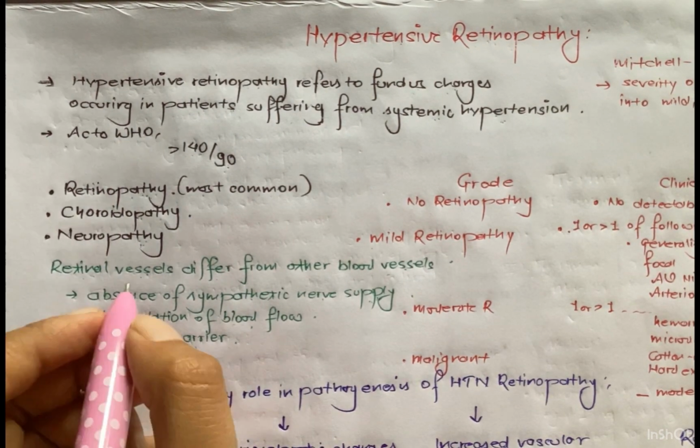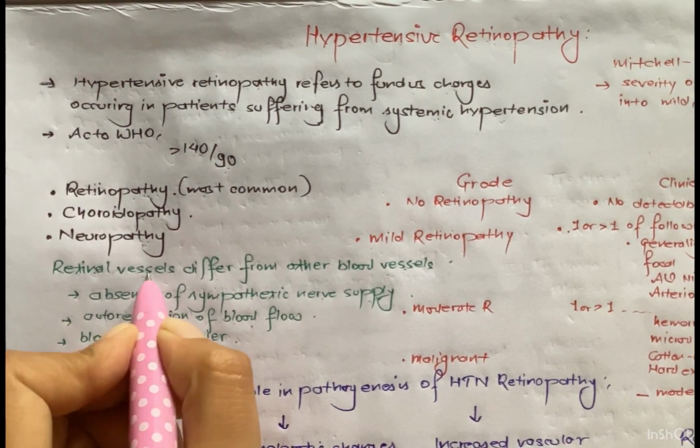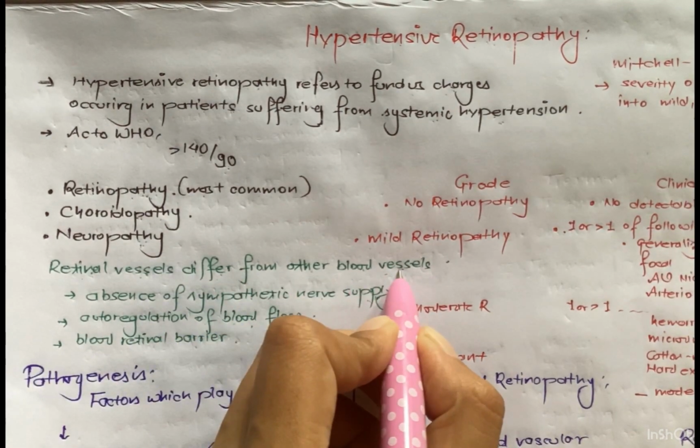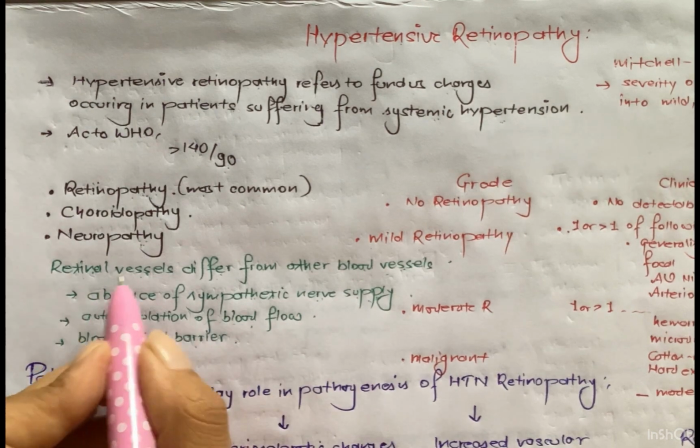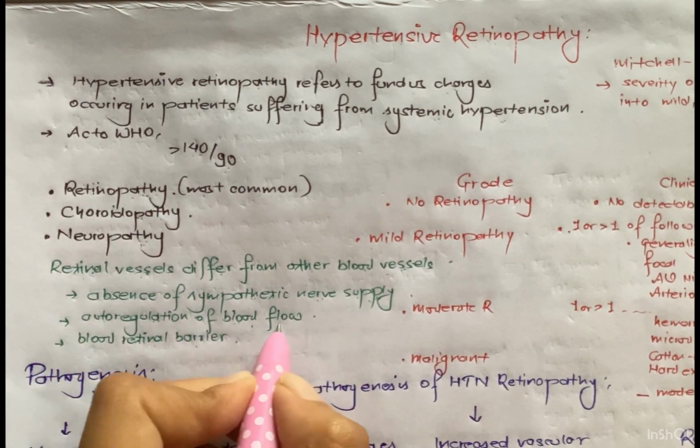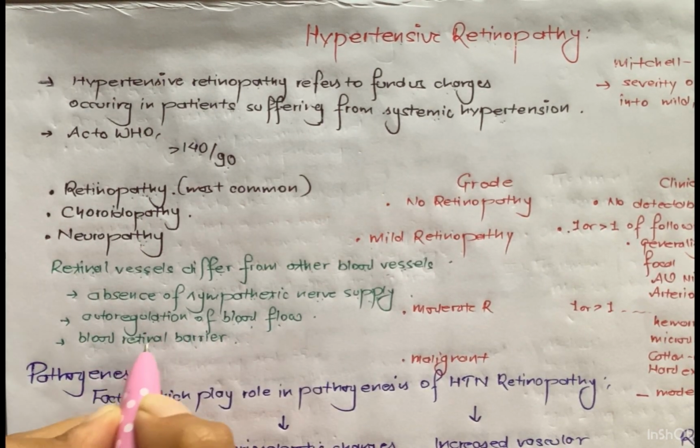And now talking about the retinal vessels. Retinal vessels differ from other blood vessels because there is absence of sympathetic nerve supply, and retinal vessels have autoregulation of blood flow, and there is presence of blood retinal barrier.